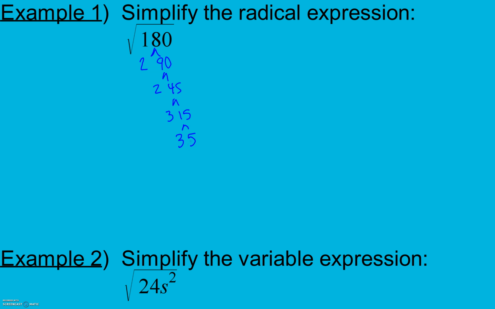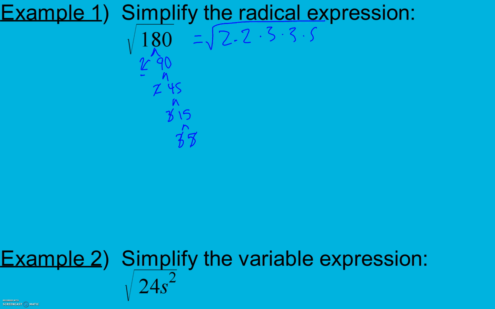5 is prime. So another way of writing the square root of 180 is I can rewrite 180 as 2 times 2 times 3 times 3 times 5. And all of my factors are still accounted for. Keep in mind, this is still inside a square root.